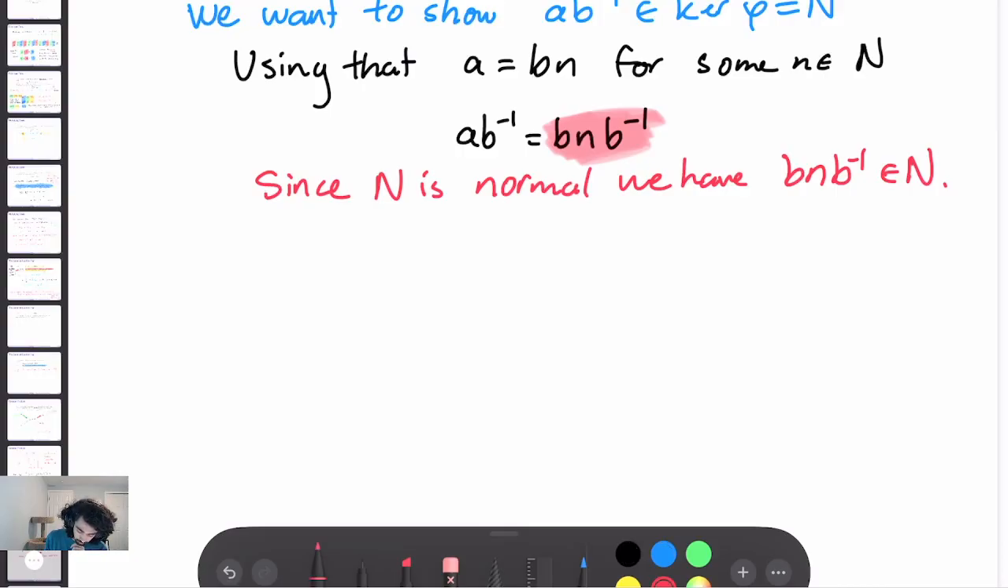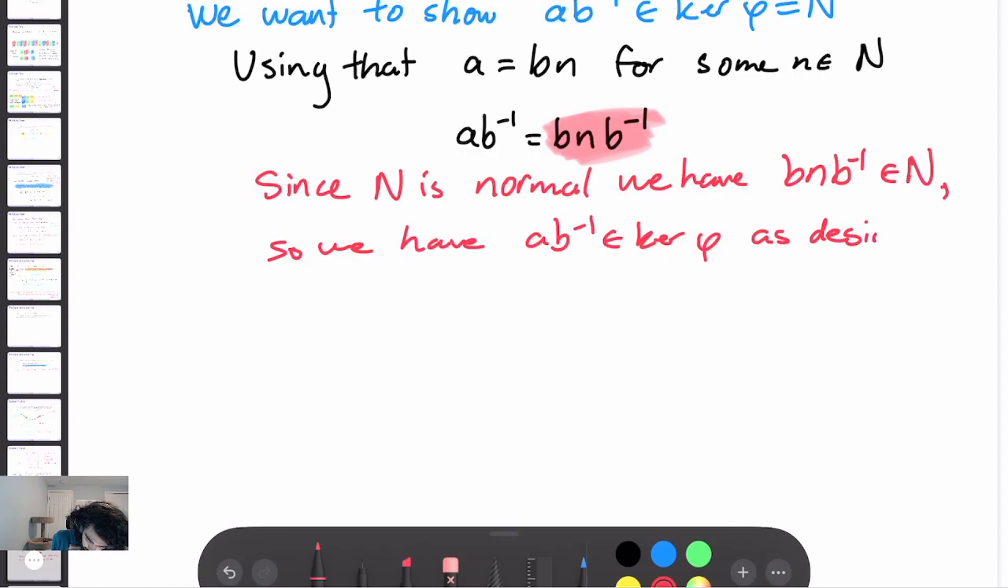So the conclusion from all of this is that we have AB inverse is the kernel of phi, as desired. Okay. Yeah, like I said, I probably should have done a little bit more work to clean up that presentation.